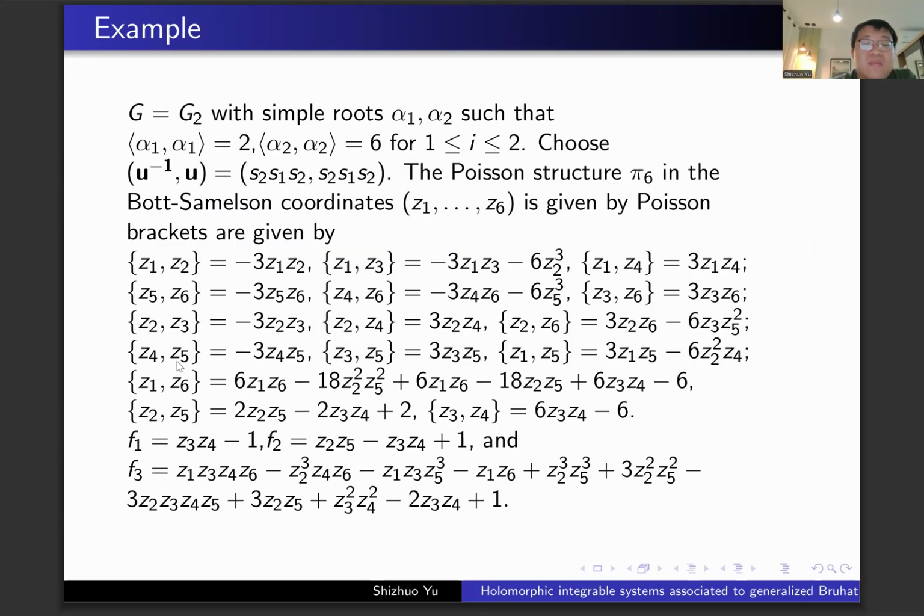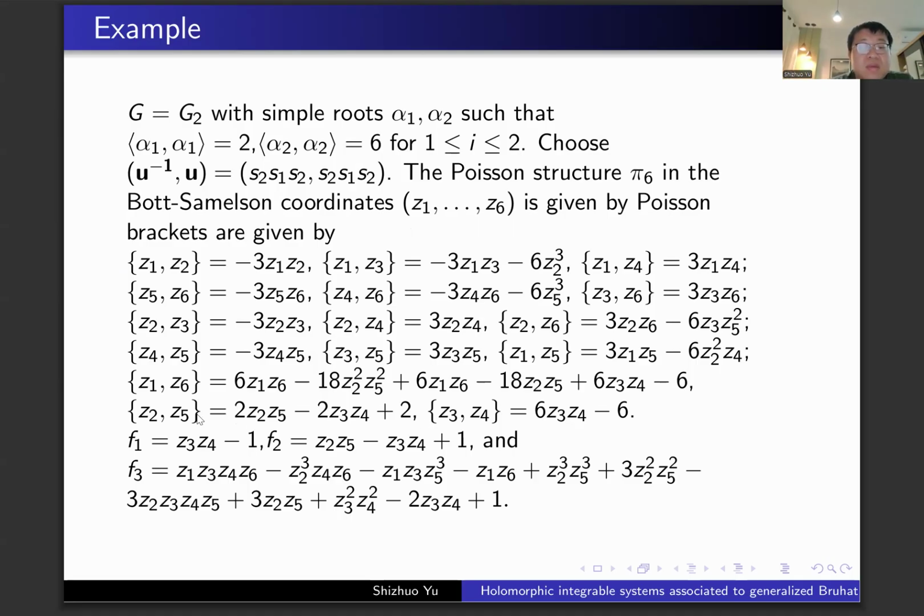And now we'll show you some concrete examples in the both Samson coordinates. Here we take the exceptional case, G equals G2, and the Poisson bracket can be computed by the program. And we'll notice that we can get such polynomial Poisson structures.